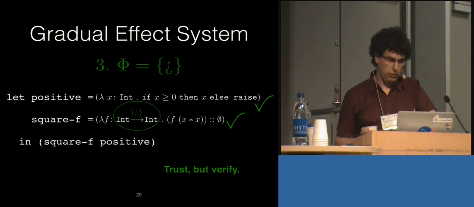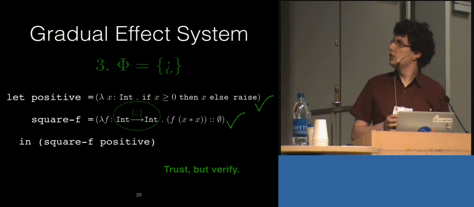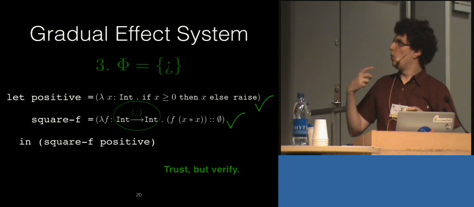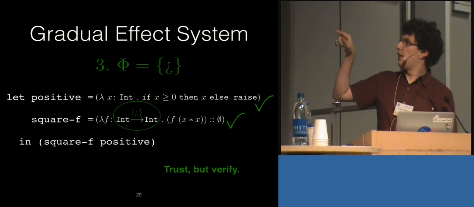So we follow this trust but verify approach. Another interesting thing is that by introducing this notion of unknown effects, we can combine both programs that have effect annotations and those that don't, assuming that, for example, if F had no type annotation, that means that the effects are unknown.